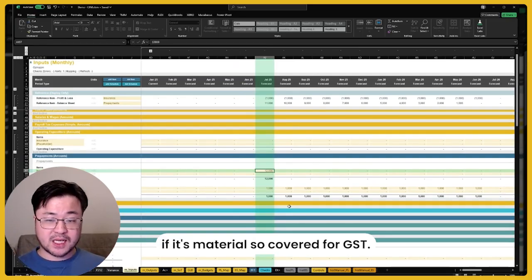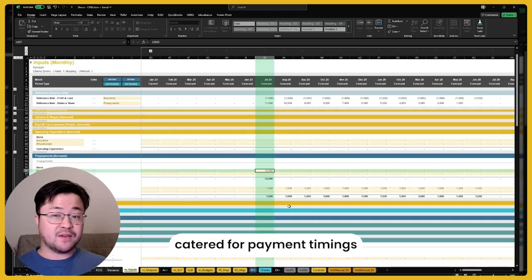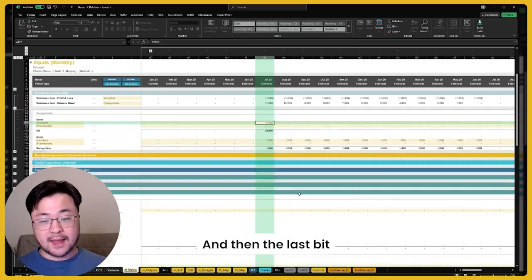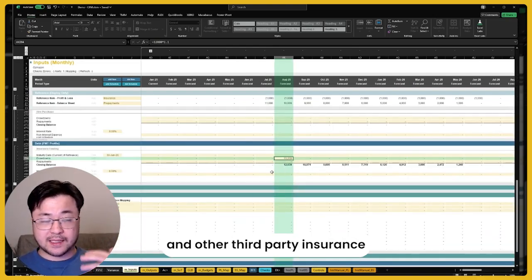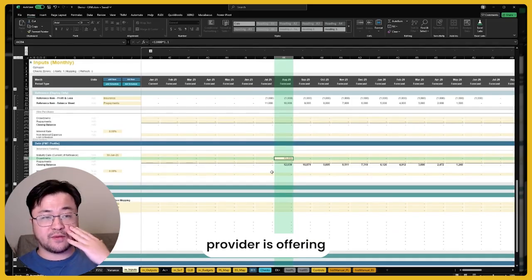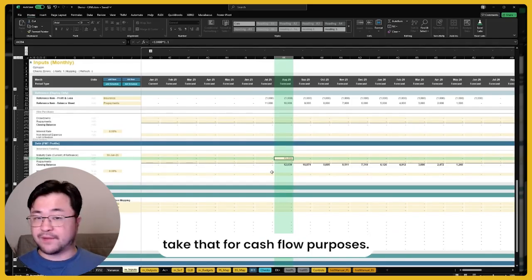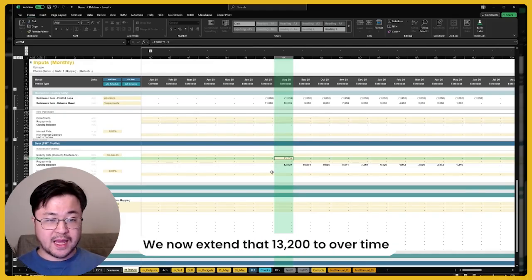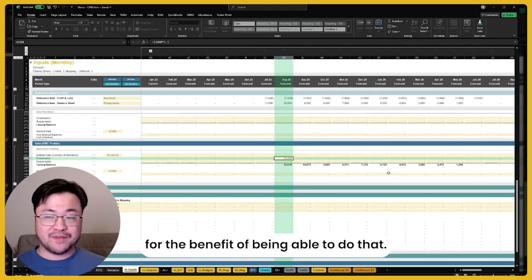So covered for GST, and on top of it, we've also catered for payment timings, because the insurance provider might provide us terms. And then the last bit is also funding of that insurance. A third-party insurance provider is offering us a solution at 8%, and we might take that for cash flow purposes. So that allows us to draw down on it. We now extend that 13.2 over time, and we've paid $534 for the benefit of being able to do that.